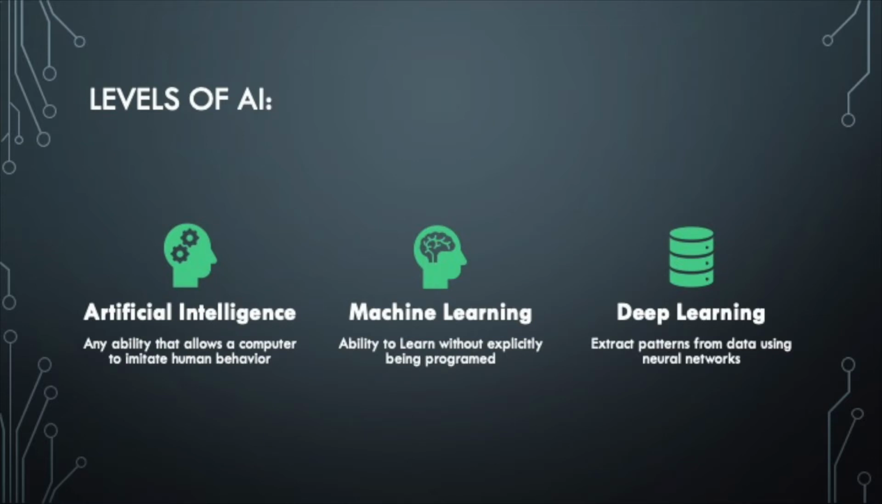Now, there are 3 levels of AI. One being artificial intelligence, which is the ability that allows a computer to imitate human behavior. The next being machine learning, which is the ability to learn without explicitly being programmed. For example, it will use algorithms to parse data, learn from that data, and make decisions based on what is learned from that data. And the third level is deep learning. Deep learning extracts patterns from data using neural networks. For example, it will structure the algorithms in several layers to make what's called a neural network, that will then learn and make decisions by itself.